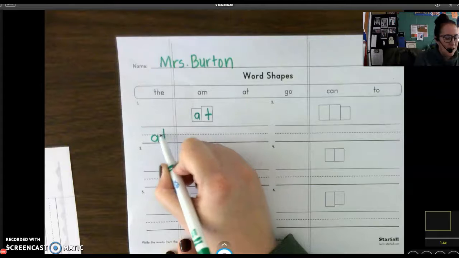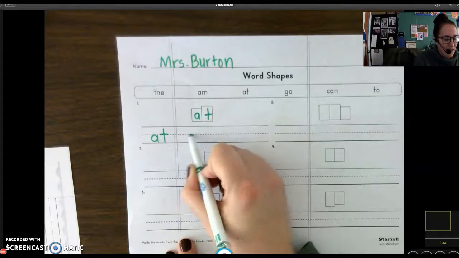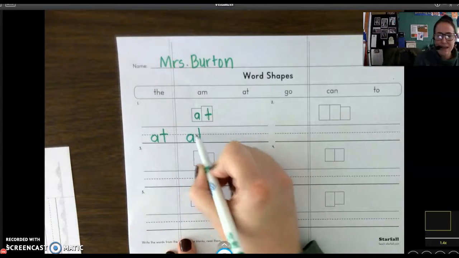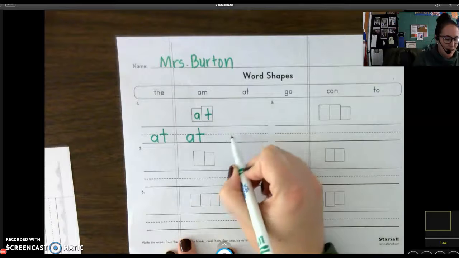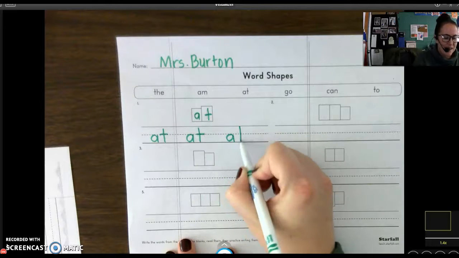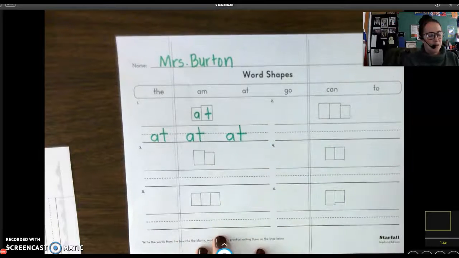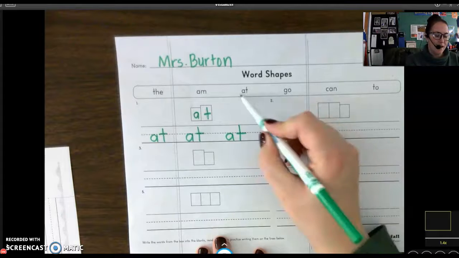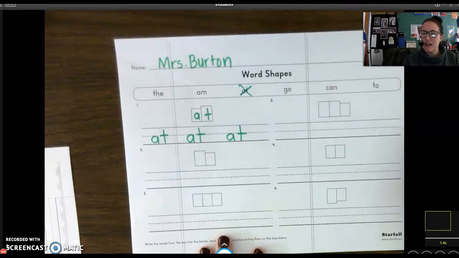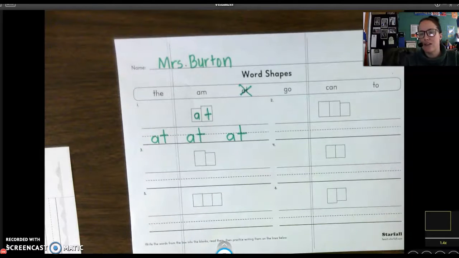A-T, at. A-T, at. A-T, at. And I'm going to come up in my word box and I'm going to mark out at. We've already used it. We're not going to use it again, so that's not going to be the answer for any of the other ones.